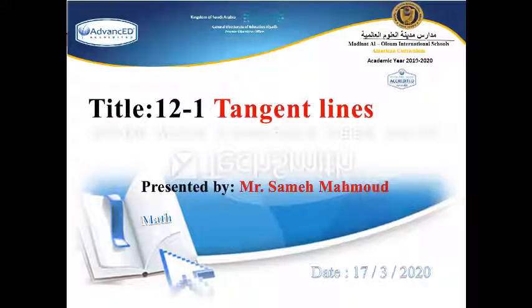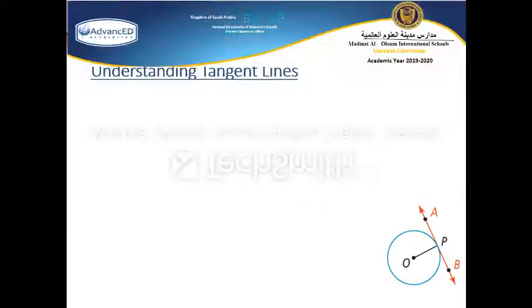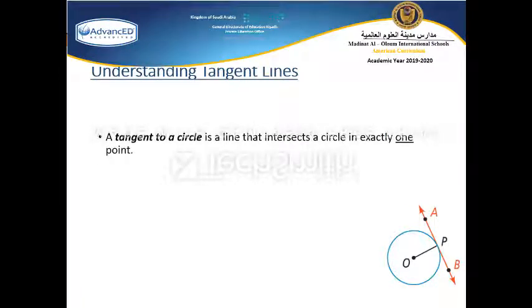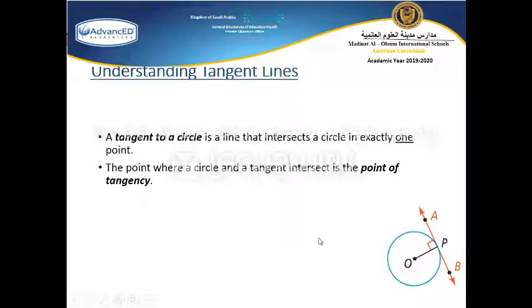Our lesson today is talking about tangent lines. Understanding the tangent lines. Let's explain the tangents. What does it mean? A tangent to a circle is a line that intersects the circle in exactly one point. Looking at line AB, it intersects the circle at exactly one point, point P, the endpoint of the radius OP. This is the meaning of tangent of a circle. And this point P is called the point of tangency.